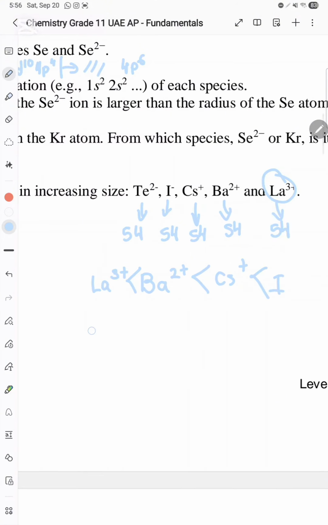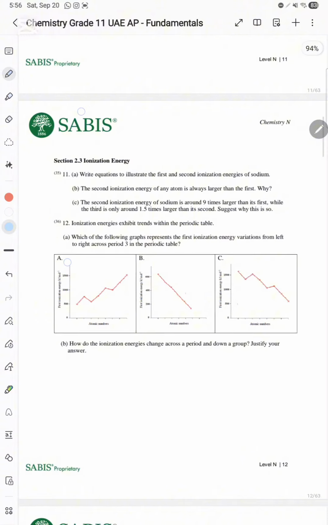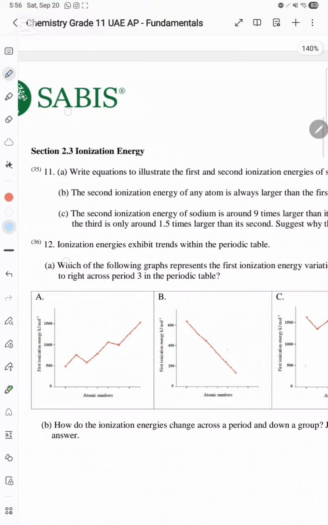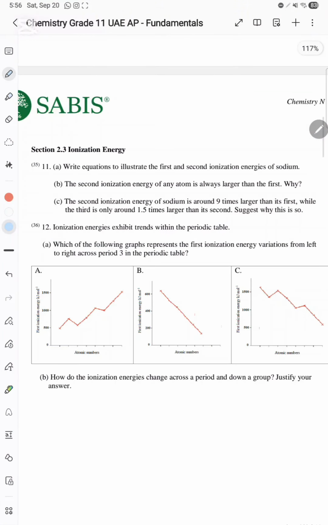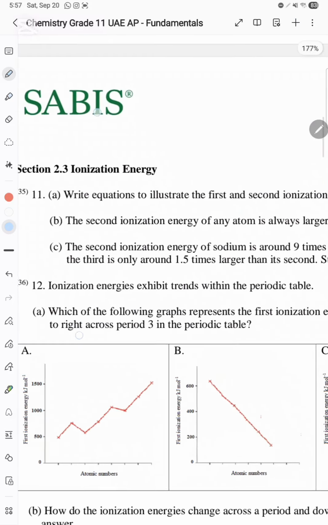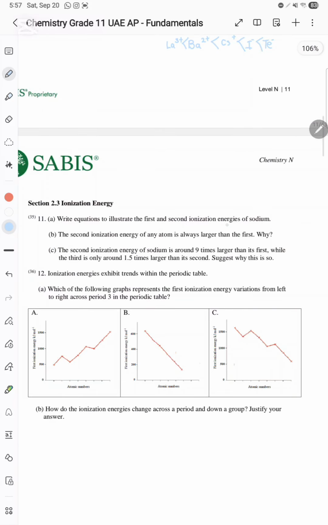Now we reach section 2.3. Write the equations to illustrate the first and second ionization energy of sodium. So first of all, ionization energy is the energy required to remove an electron from 1 mole of an atom in its gaseous state.